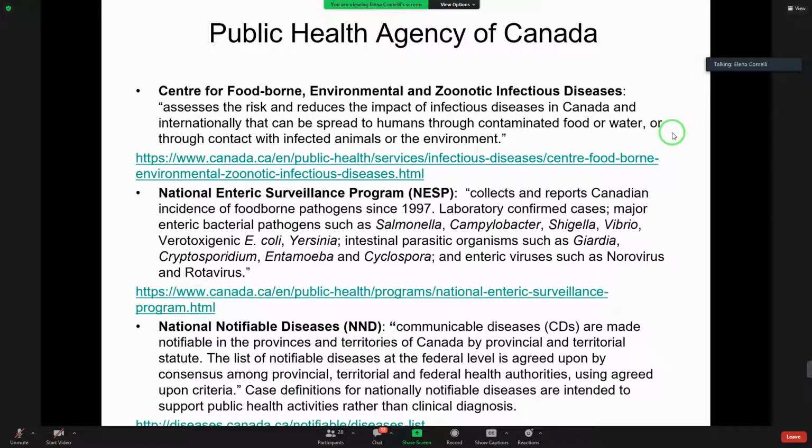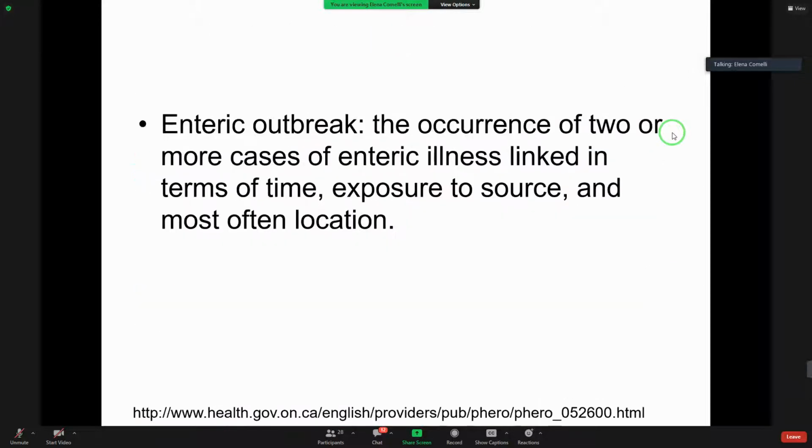All those numbers that you see at the Health Canada website, or if you're interested in which pathogen causes the highest number of infections in a given year, they are produced based on the data that are collected by all of these agencies and programs.